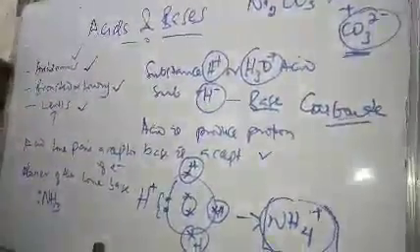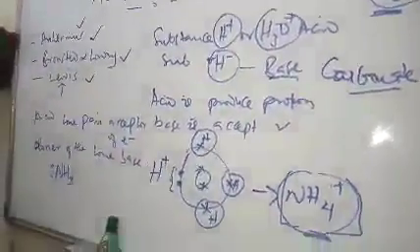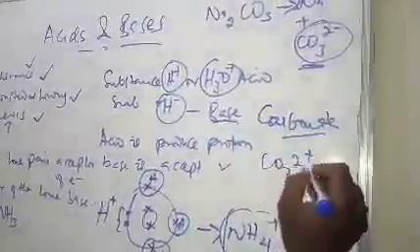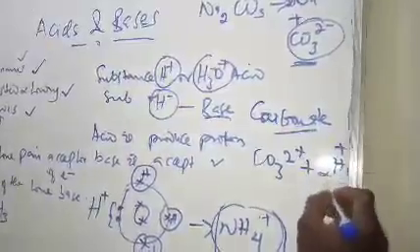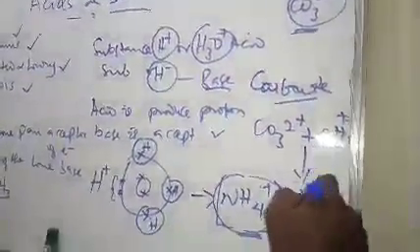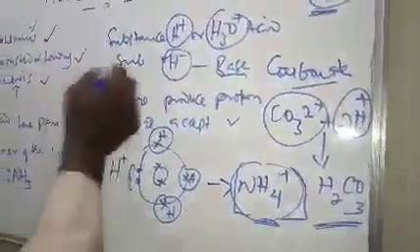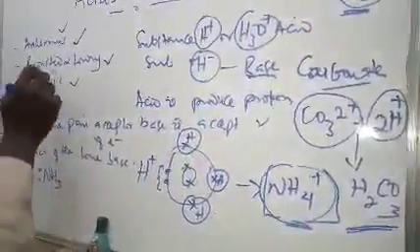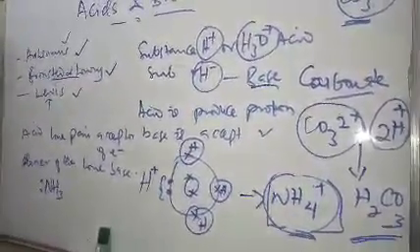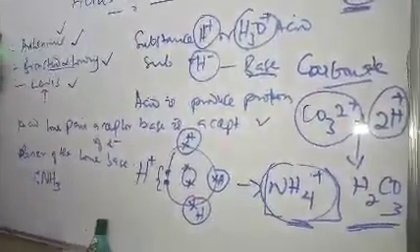But Bronsted and Lowry said any substance that can donate a proton is an acid, and an acceptor of a proton is a base. In this case, the carbonate, with its 2 negative charge, can easily accept protons to form HCO3. Hence, this one is the base because it can easily accept a proton, according to Bronsted and Lowry. And Professor Lewis on his own chose to define acids as acceptors of a lone pair of electrons and a base as a donor of a lone pair of electrons.